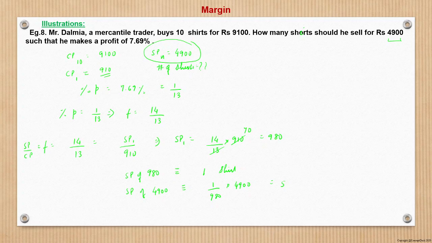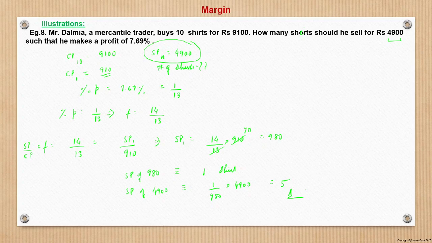Because the profit percentage on one shirt, or on two shirts, or on three shirts will remain the same, because we have applied this profit percentage on a per unit basis. So this 7.69% profit will remain the same whether I sell one unit, two units or three units, as long as the cost price of one unit remains 910 and the selling price of one unit remains 980, right? So using this we obtain the answer to this question as 5.